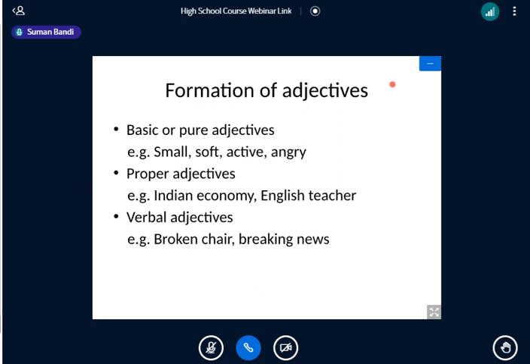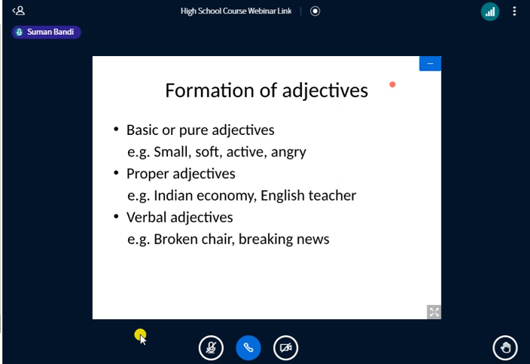Next sentence, there is no modification, only directly we have used the noun. English is already the name of a subject. But here in this expression, English is a proper noun, teacher is a common noun, but English is qualifying the teacher. In the sense, it is acting as an adjective, isn't it? So this kind of adjectives are proper adjectives. Southern Railways, right? So all these are similar category nouns.